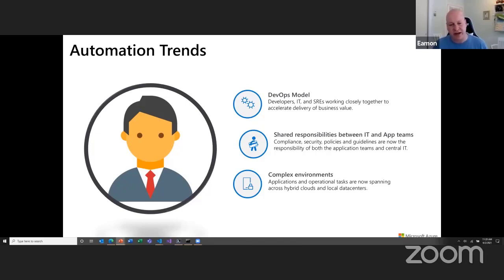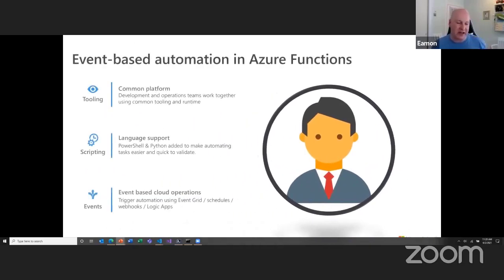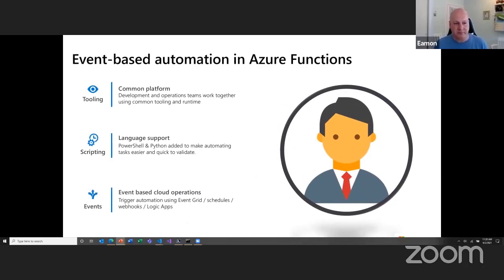And so you end up with IT, SREs, and developers working very closely together. And they have to share the responsibility across dev and IT teams. And so having a common language to enforce those requirements is something we've been trying to solve with Azure Functions. And Logic Apps as well plays a key role inside of this.